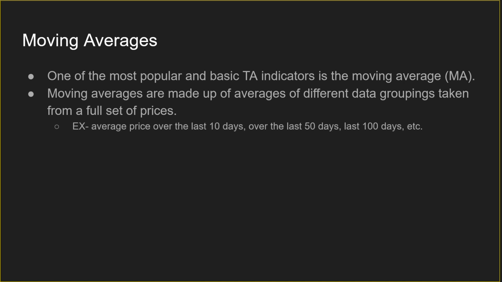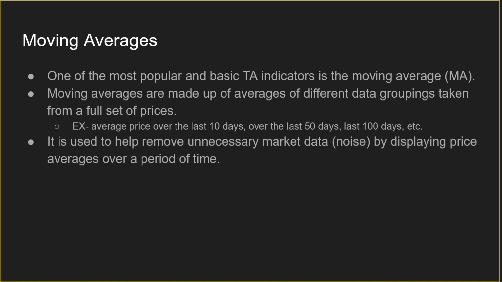What does that mean? An example, let's say we're just looking for the average price over the last 10 days, or maybe the average price over the last 50 days, or maybe the average price over the last 100 days. So instead of focusing on specific candle closes and where the price is going, we're looking at an average of a group of candles.